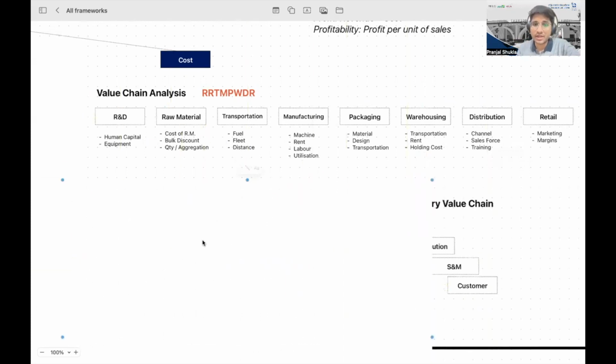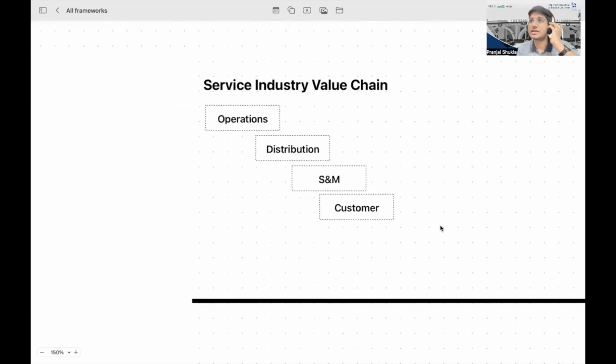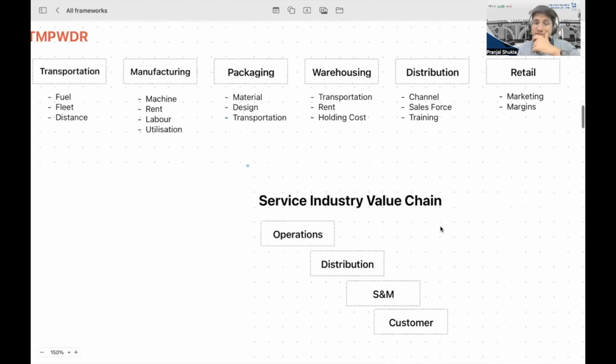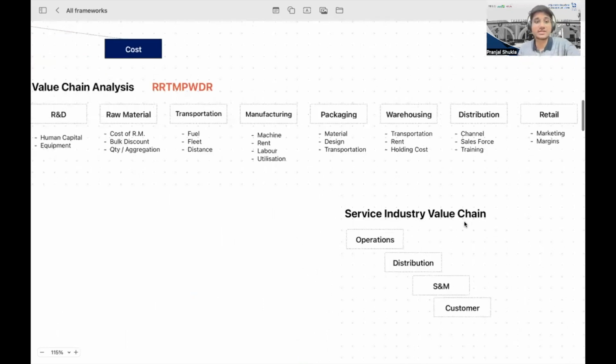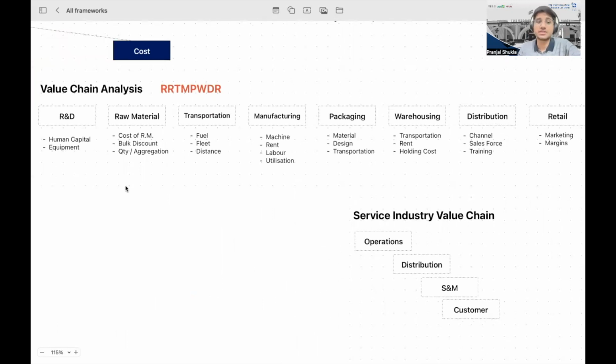And the third thing is that if you are analyzing a service based company, so service industry value chain refers to, let us say, a tech services company, or say a consulting company, or an investment banking company. So you will have to take a look at different levers. R&D is something that is not present in those kind of companies. Neither is raw material or transportation. So you would want to look at the operations of the company, the distribution network, the sales and marketing effort, and the customer service. So if we take an example of, say, a TCS, a tech services company, operations would refer to the people who are working in TCS, let us say in India.